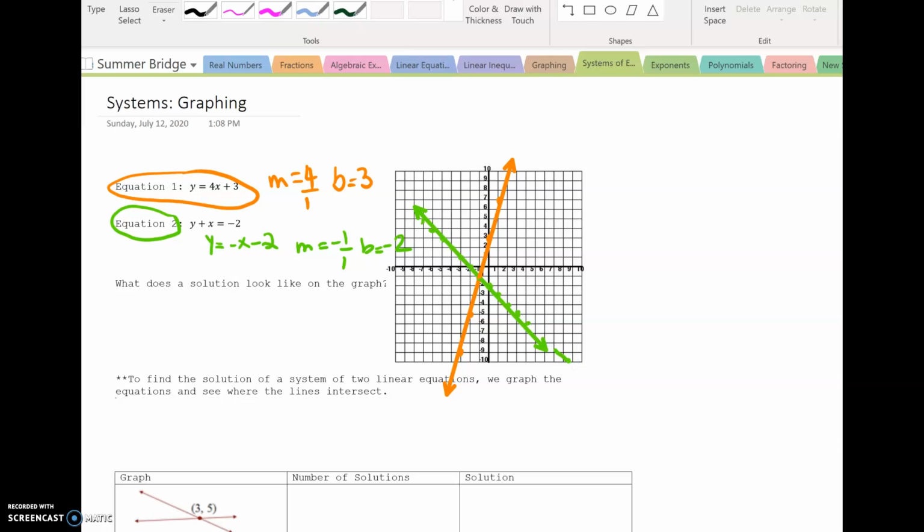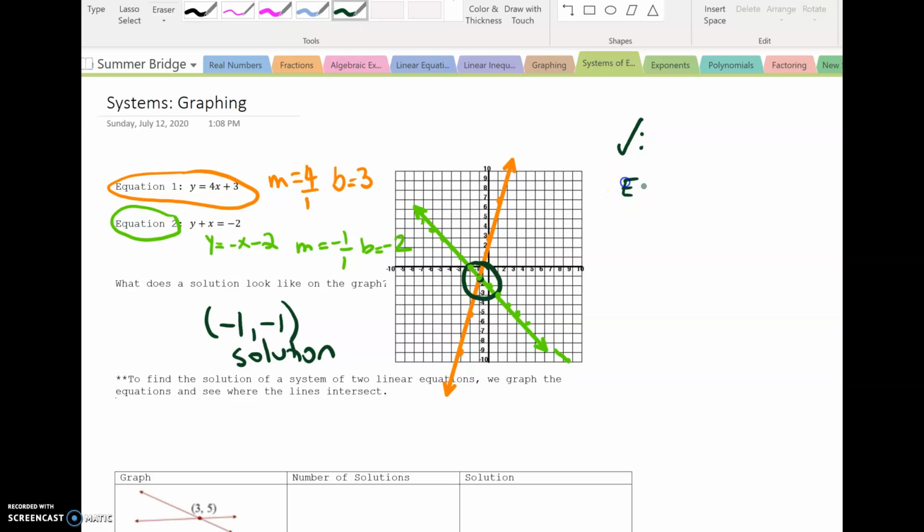Notice that they both intersect, meaning to say cross, at one particular point. This point right here, which is -1, -1. Okay, -1, -1, which means that this is the solution to the system of equations. And we can check to make sure that it actually is by plugging -1, -1 into both equations.